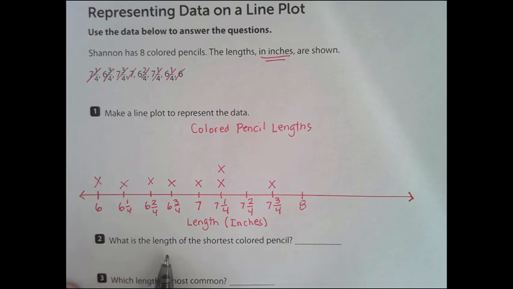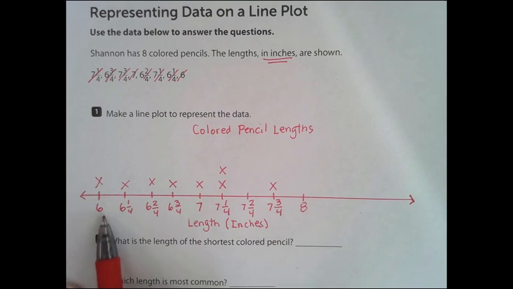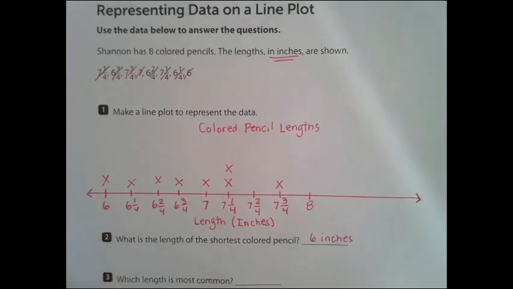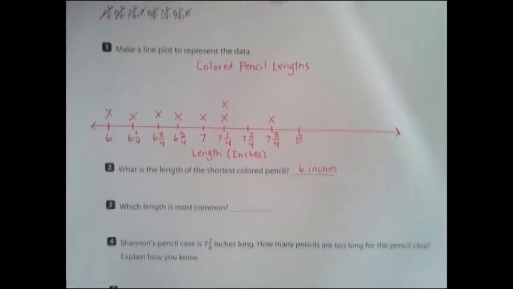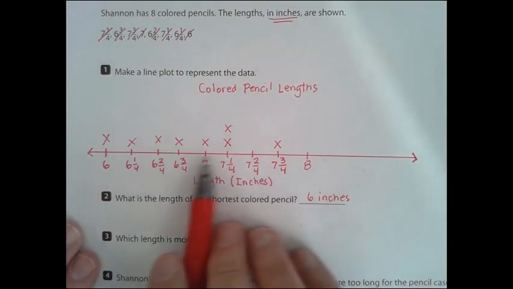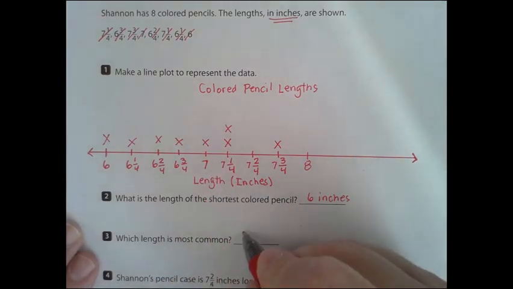It says, what is the length of the shortest colored pencil? So I'm looking at my data and I see the shortest length is 6 inches. Okay. Which length is the most common? Well, that's the one with the most x's. In this case, we can quickly see there's 2 x's here at 7 1/4. So that's the one that's most common, 7 1/4.